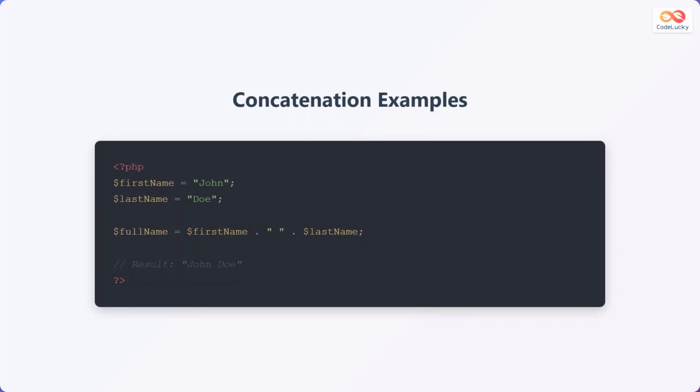Here's an example of how to use the concatenation operator. First, we define a variable named firstName and assign it the string value John. Then we define another variable named lastName and assign it the string value Doe. To combine these, we create a new variable called fullName. We use the dot operator to concatenate firstName, a space which is a string value, and lastName. The result is John Doe, which is stored in the fullName variable.